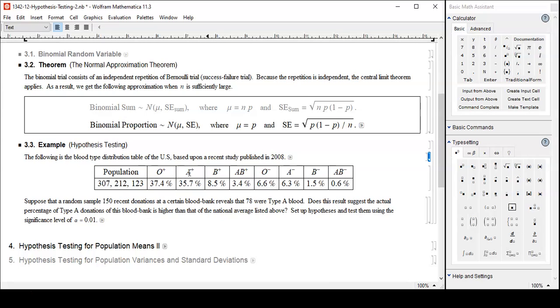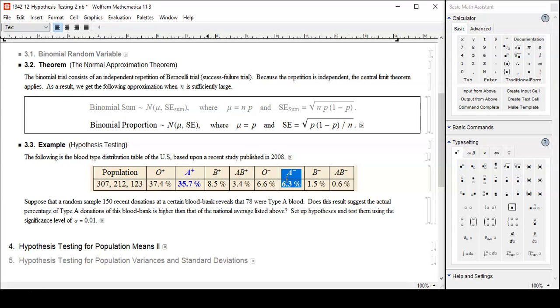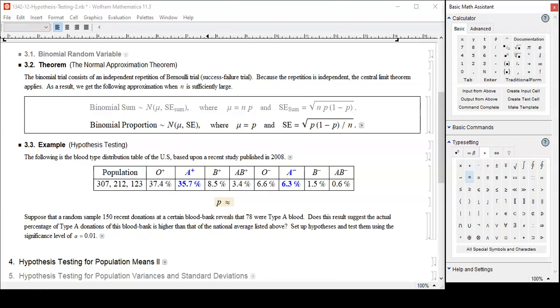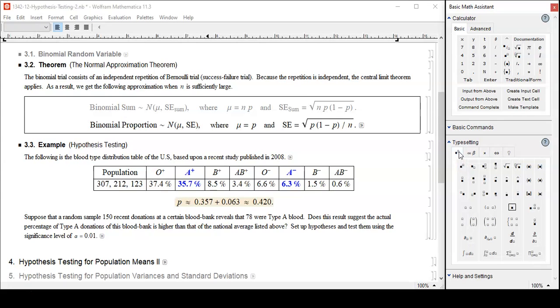Let's see what's the national average. We have Rh positive A and Rh negative A. Therefore, the probability for A-type blood is the sum of those. And that's going to be 0.420, 42%. Please check. And that's the national average.